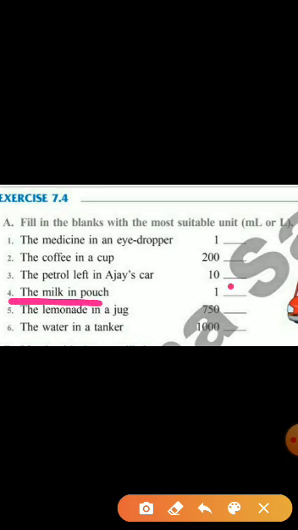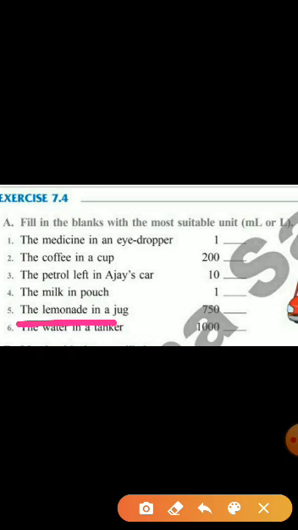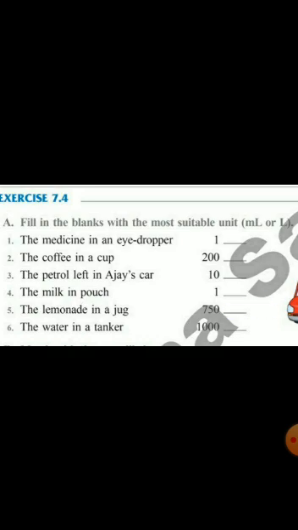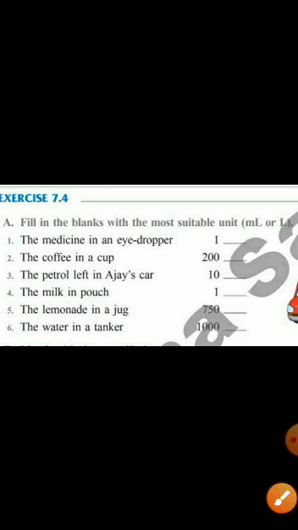Milk in a pouch, 1 liter. The lemonade in a jug. See, here the number is given 750. If we write liter, then it will be in very large quantity, which can't be possible. So lemonade in a jug must be 750 milliliter. And the last one, water in a tanker. We can store a large quantity of water in a tanker, right? So water in a tanker must be 1000 liter. So likewise, you can put the most suitable unit as per the quantities of liquid.